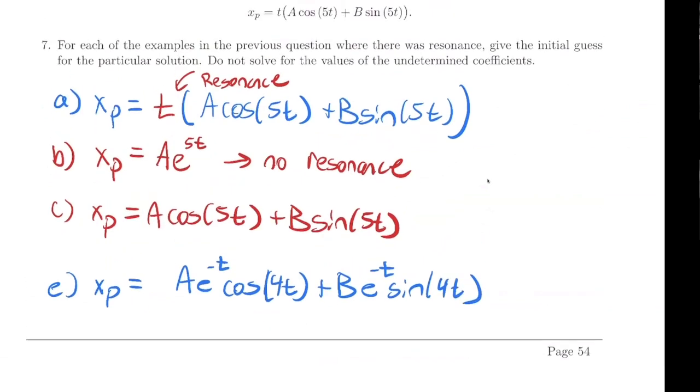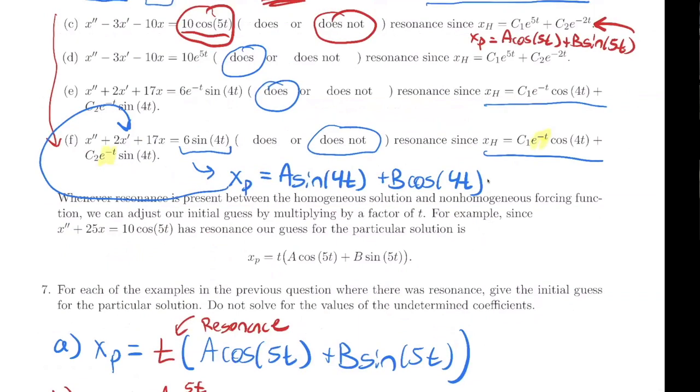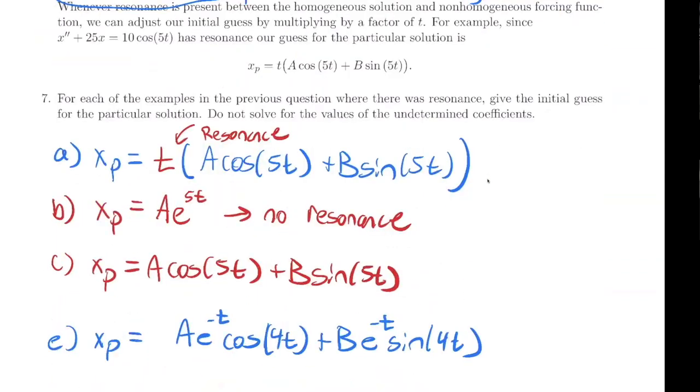sine of 4t. And then when you write out this as my guess, and you compare it to the homogeneous solution that's over here, you can see that they look exactly the same. We just called one A and B, and the other one C1 and C2. So that's why there is resonance. And so you do need to then multiply this by t to fix it. Cool. Yeah, so down here, you would have an extra power of t. Thank you. Yep, no problem.